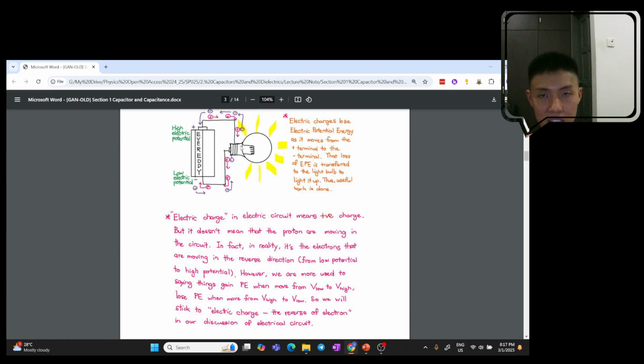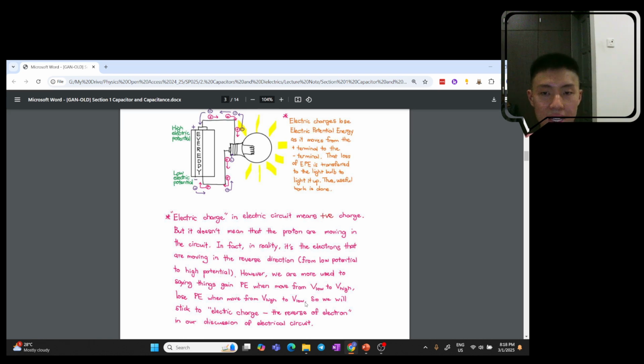So when you connect a battery like this, what happens is not actually positive charge moving downward from the positive terminal to the negative terminal. What actually happens is the electrons flow from the negative terminal to the positive terminal. But why do I not talk about the real thing that happened? It is because we are more used to saying things gain potential energy when they move from low to high. When you pick up something from the ground and move it to a higher place, it gains potential energy. That is what we humans are used to. If we let the thing fall from a higher place to a lower place, it will lose gravitational potential energy. That is what we are used to.